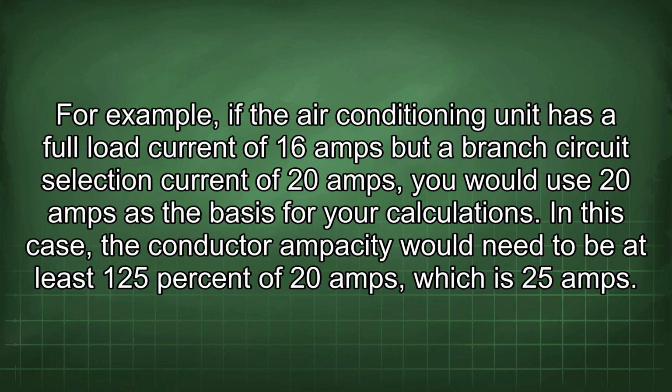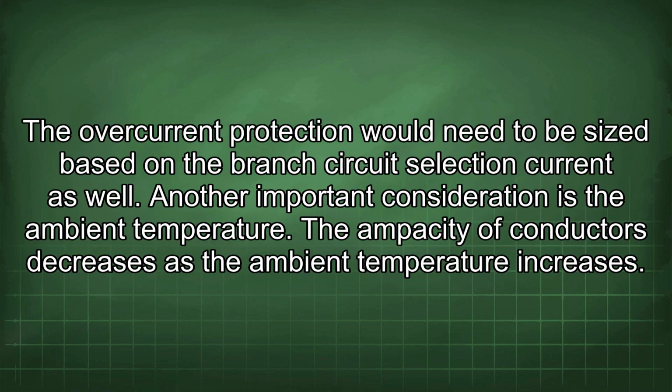For example, if the air conditioning unit has a full load current of 16 amps but a branch circuit selection current of 20 amps, you would use 20 amps as the basis for your calculations. In this case, the conductor ampacity would need to be at least 125% of 20 amps, which is 25 amps. The overcurrent protection would need to be sized based on the branch circuit selection current as well.